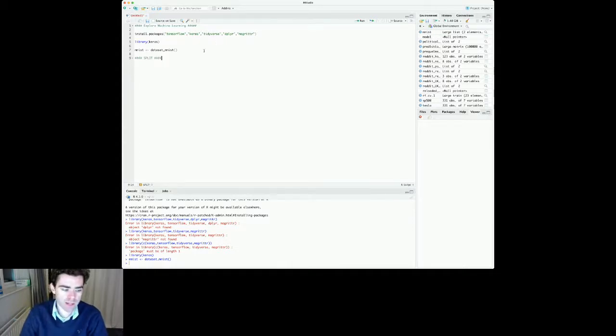Break it down to steps. You want to split your data. You want to build your model. You want to compile your model. You want to fit it, and then predict it, and then evaluate it.